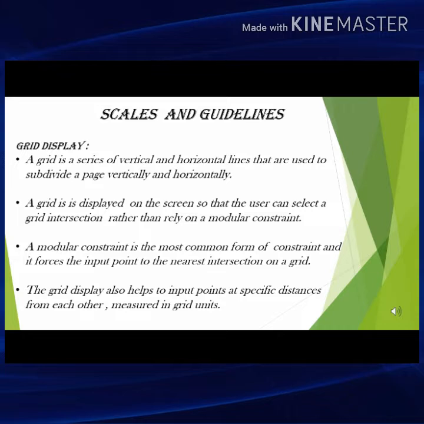A constraint is nothing but a rule that we wish the input coordinates to obey. A modular constraint is the most common form of constraint, and it forces the input point to move to the nearest intersection on a grid so that the user can easily draw an image. The grid display is mostly used to help the user to input points at specific distances from each other, and it is mostly measured in grid units.